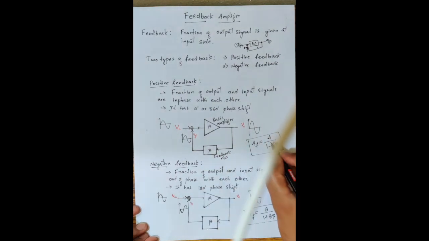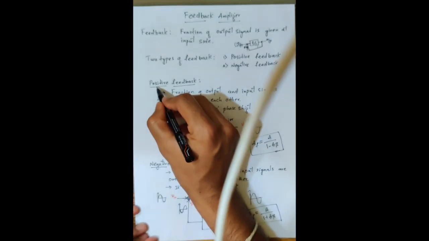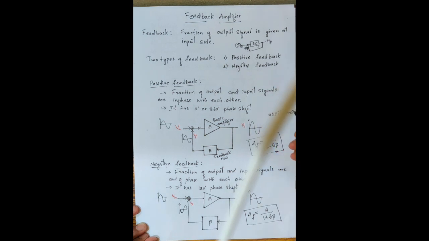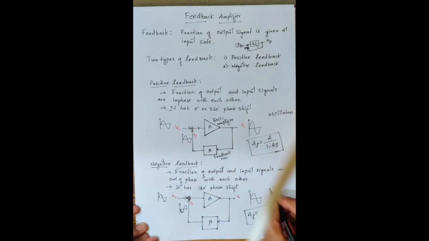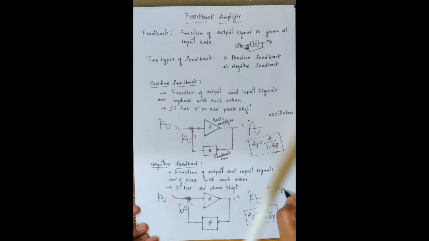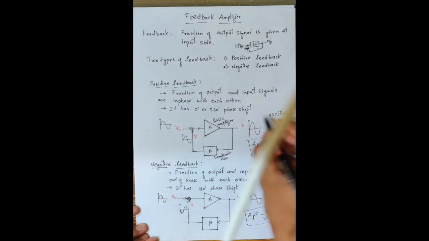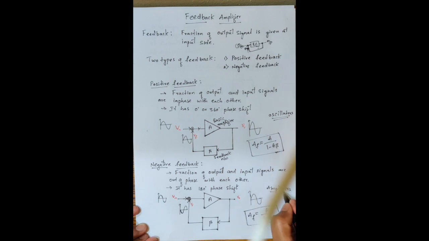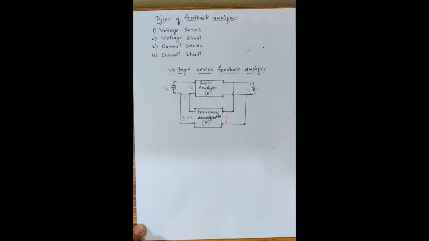For positive feedback, it is A by 1 minus A beta. So positive feedback is used in oscillators, and negative feedback is used in amplifiers. The application for positive feedback is the oscillator and the application for negative feedback is the amplifier here.